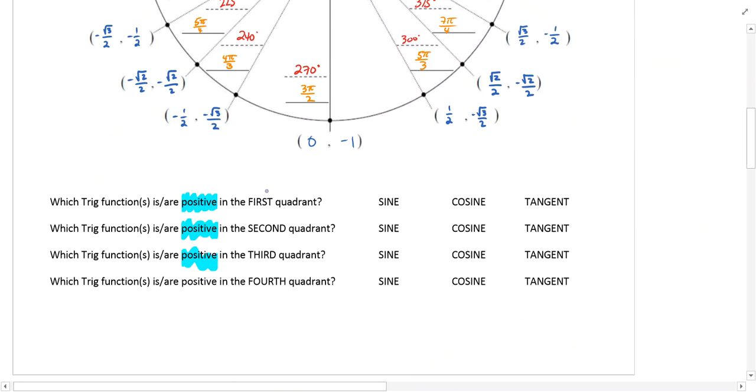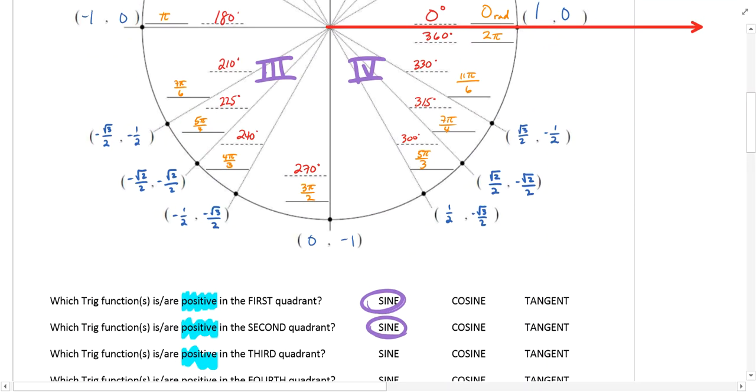So which trig function is positive in the first quadrant? Well, sine is positive in the first quadrant. Which trig function is positive in the second quadrant? Well, sine is positive in the second quadrant, but it is not positive in the third or the fourth.